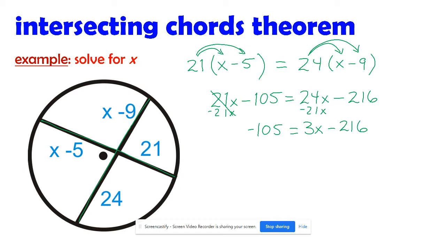Now I want to get x by itself, so I'm going to add this 216. And when I put those together, I end up with 111. So you have negative 105 and positive 216. That's going to give me 111 equals 3x. And then my final step here is to divide this by 3. And when I do that, you take 111 and divide it by 3, you should get 37. So x is equal to 37.